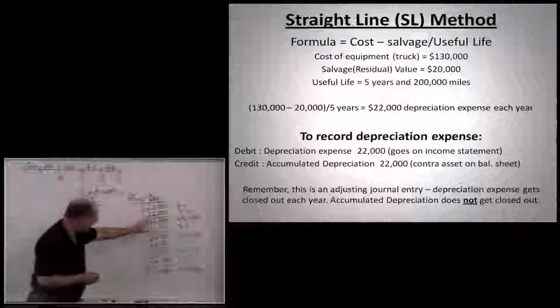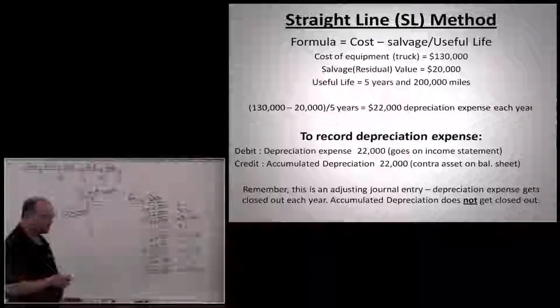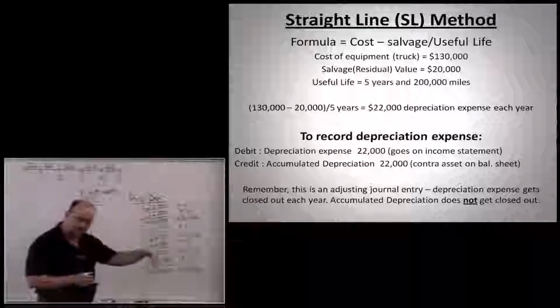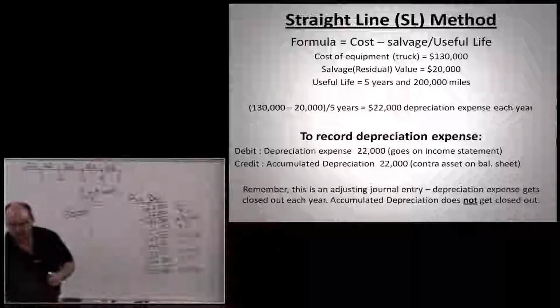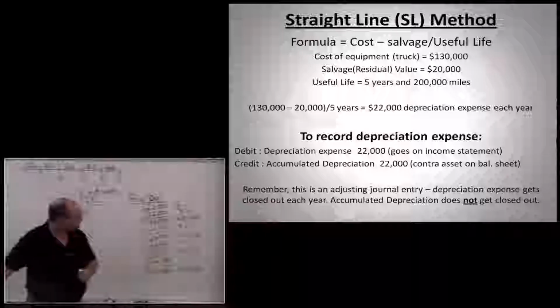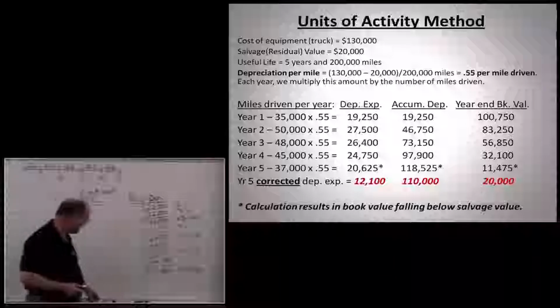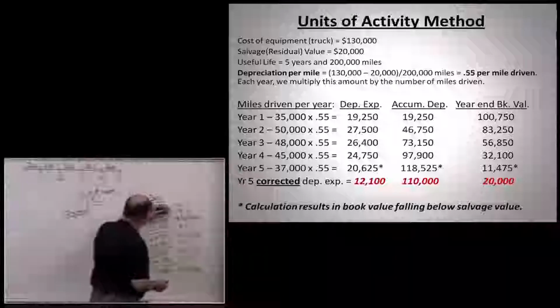We can figure this out by creating T accounts and showing how the accumulated depreciation account keeps increasing and our book value keeps going down. Pretty straightforward. Now we're going to look at the units of activity method, so I'm going to erase this data.